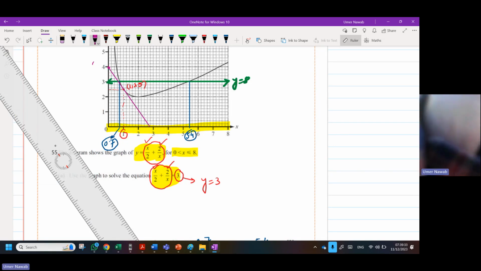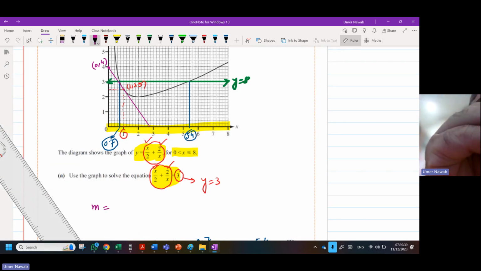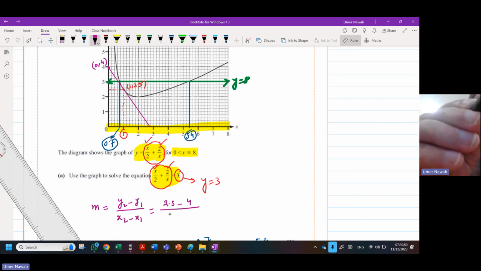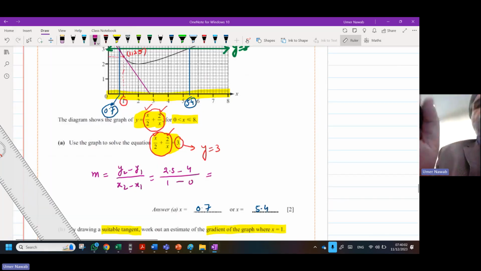So it is passing through (0, 4) and (1, 2.5). I can easily write the gradient: y2 minus y1 over x2 minus x1. So 2.5 minus 4 over 1 minus 0. Now I'm going to use my calculator. 2.5 minus 4 over 1 minus 0. So that gives you minus 1.5.